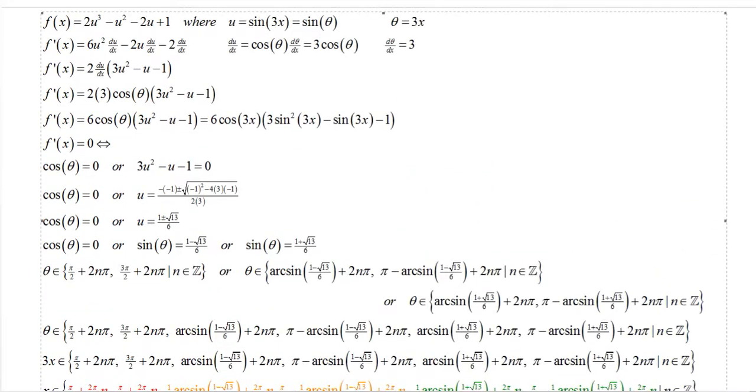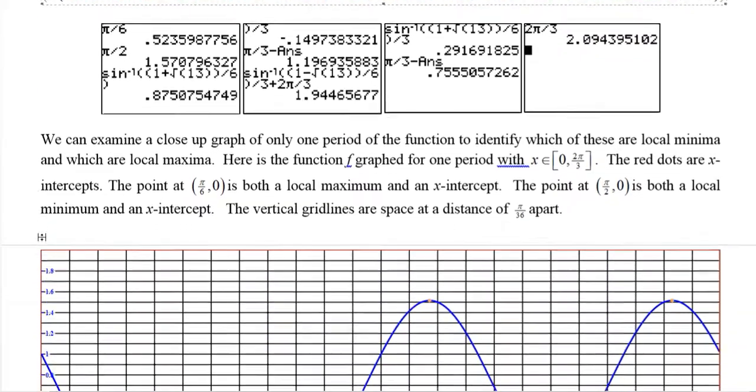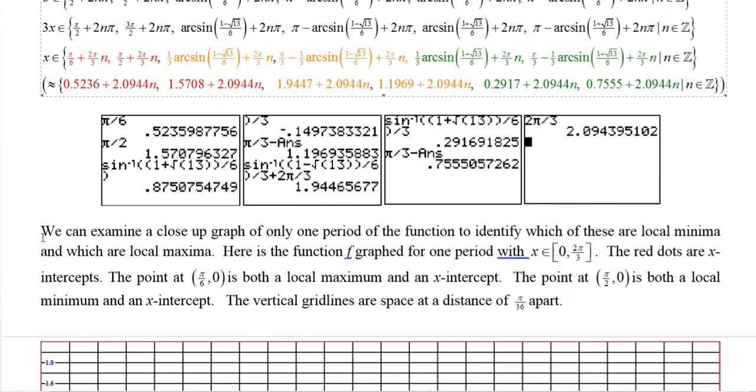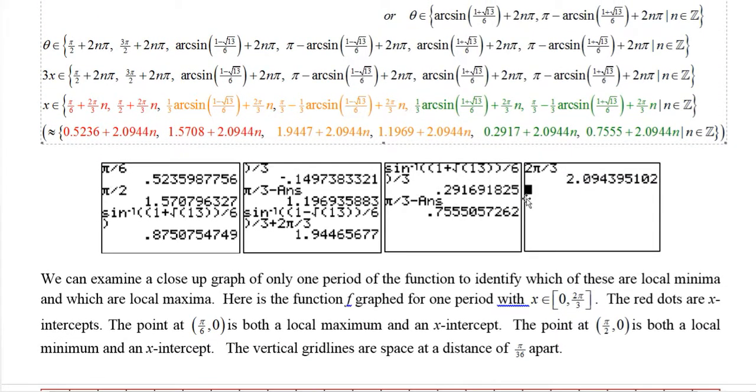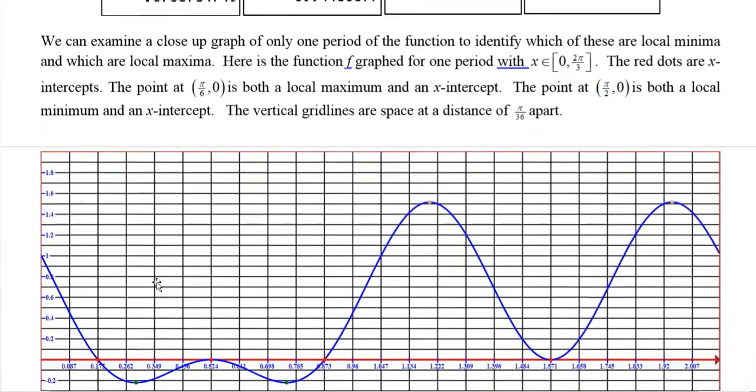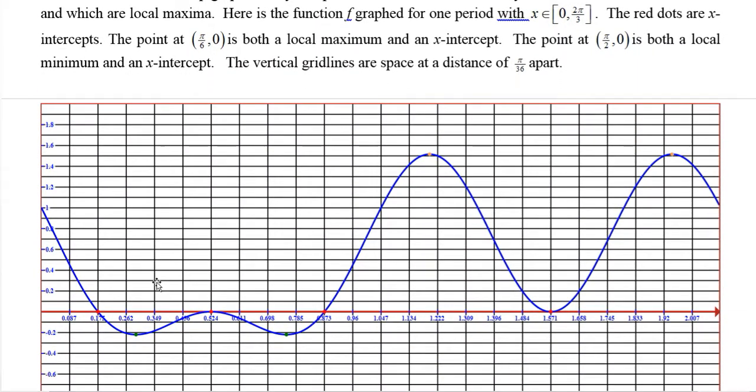Alright, what about now finding inflection points? To do that, we need to look at the second derivative. Okay, and you can see where I did some of the approximation there on the calculator. So here's a close-up graph of just one period from 0 to 2 pi over 3. And again, we can see those places we've already identified as x-intercepts and max and min. But what about some inflection points?